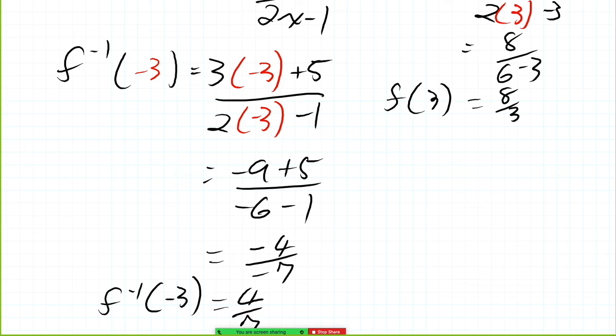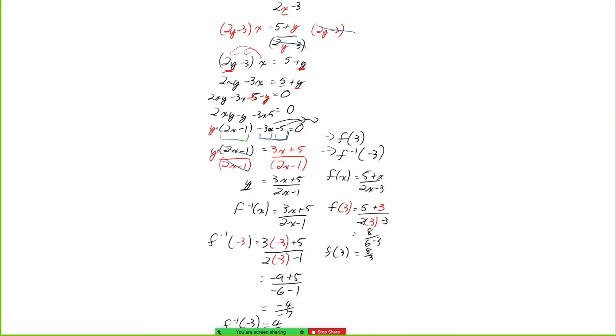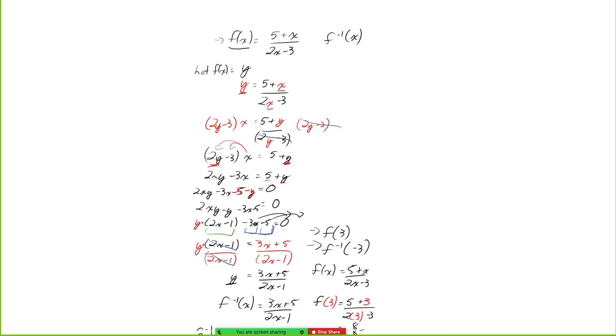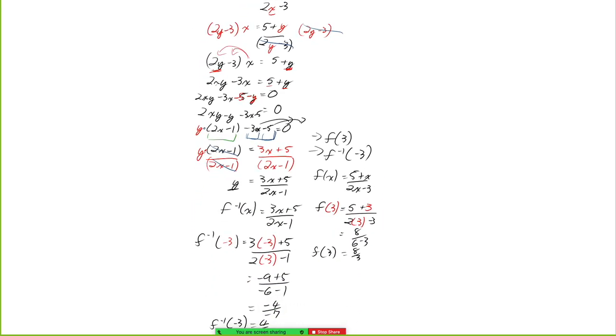A lot of work in this question here. We have to go through quite a few steps to really get to the bottom of everything we were trying to do with our function notation and finding the inverse function.